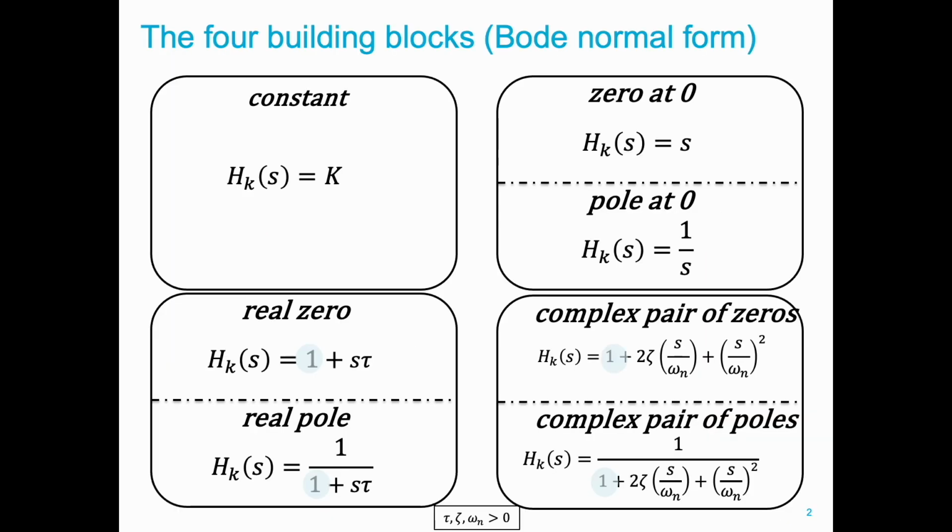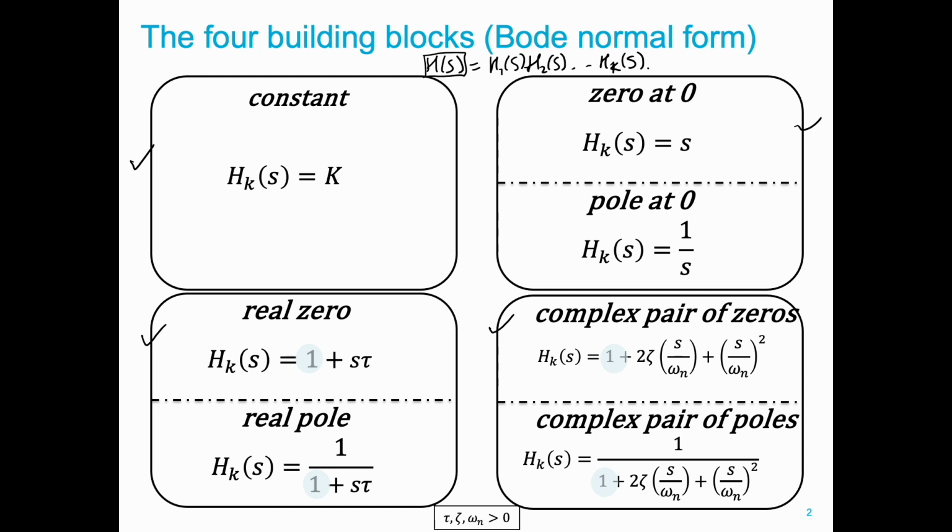The basic idea underlying Bode plots is to first express the transfer function H(s) as a product of building blocks. The building blocks that we consider here are listed in this slide. You've got these four different building blocks, and the idea is to express a rational transfer function H(s) as a product of these building blocks.